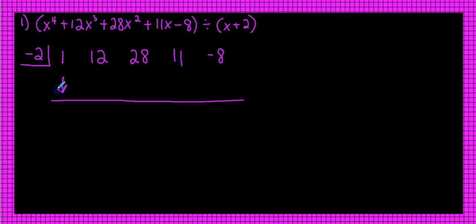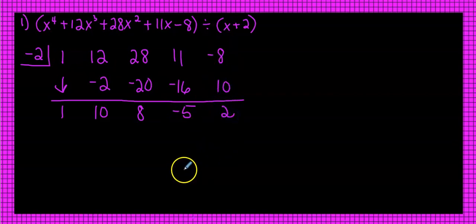I'm always going to drop that first coefficient down underneath the line, and then I'll start multiplying my root times whatever's under that line. So I'm going to multiply -2 times 1. Then I combine these two numbers. So 12 minus 2 is 10. Then I just keep repeating that process until I get to the end. -2 times 10. Combine these. -2 times 8. Combine these. That's -5. -2 times -5 is 10, and combine these, and that is a 2.